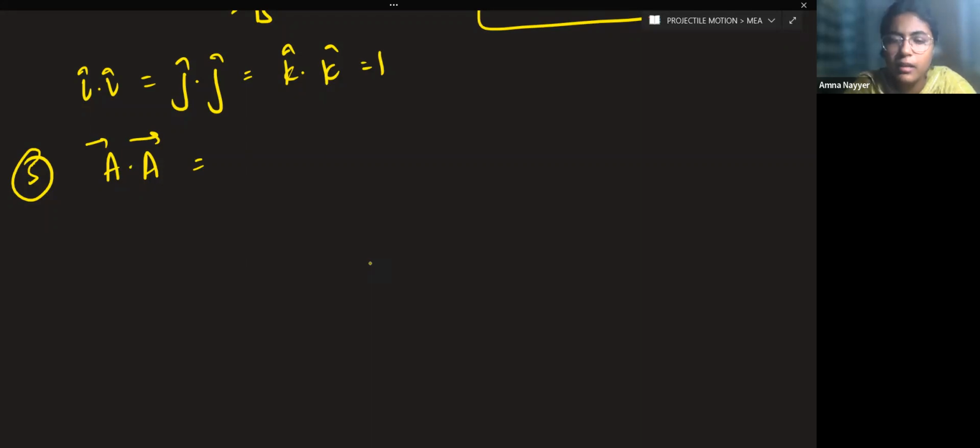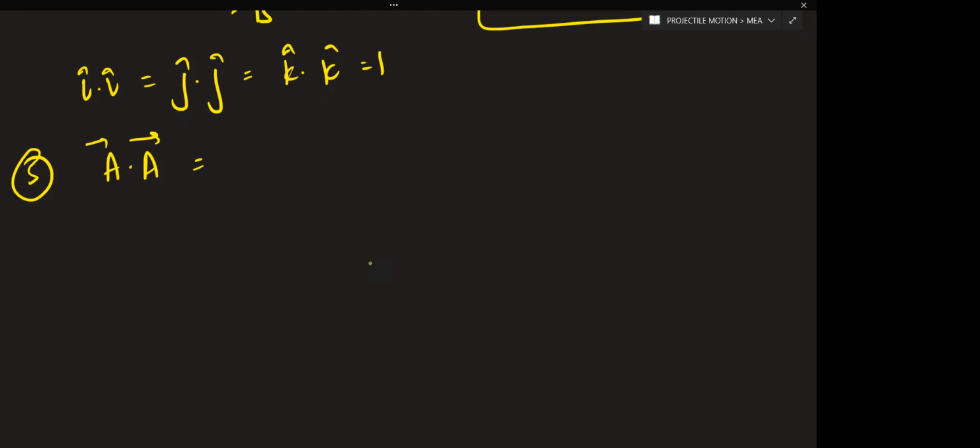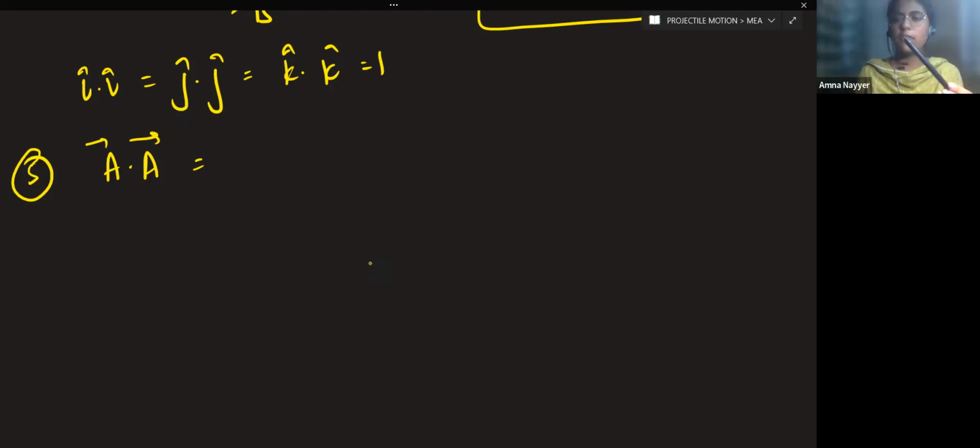Maha, can you try? Zero. See, it's the same vector. If this is one vector, this multiplied by this will overlap. That is a kind of parallel vector only. So magnitude of a times cos 0 degrees gives you a square. Fine. So the square of a vector is the dot product with itself.